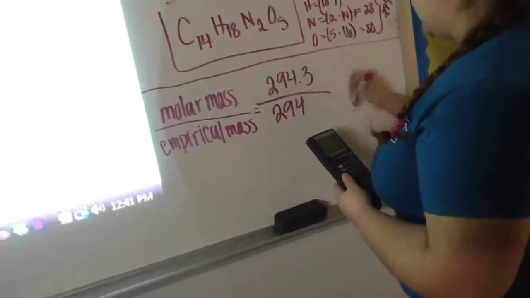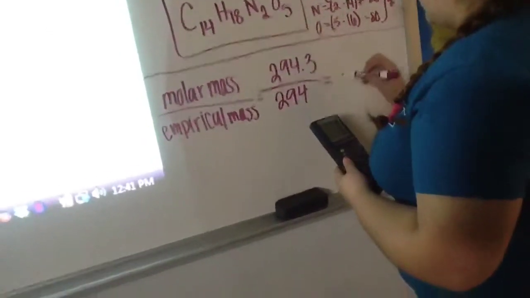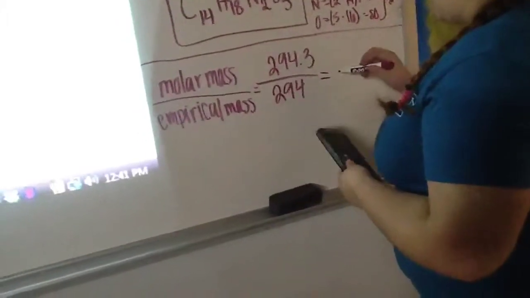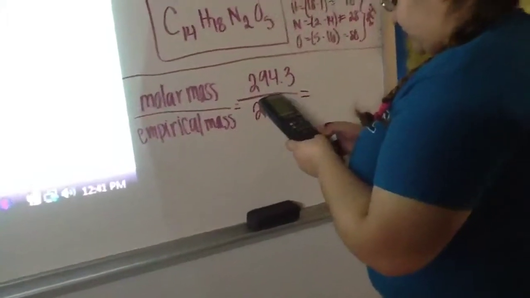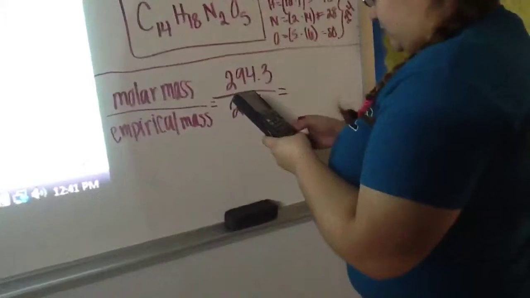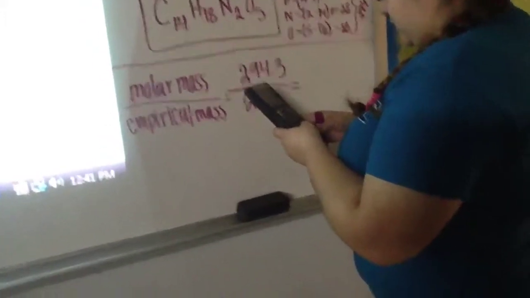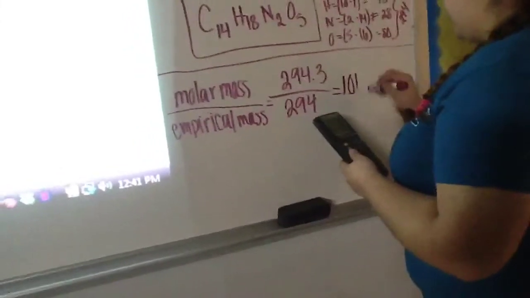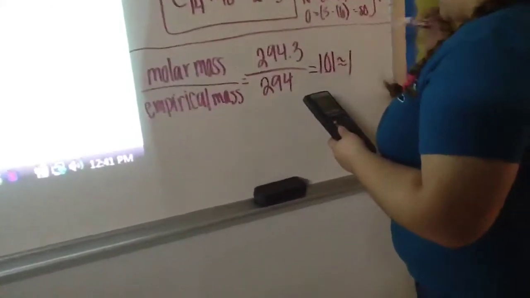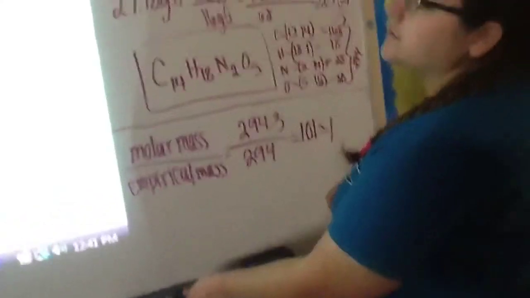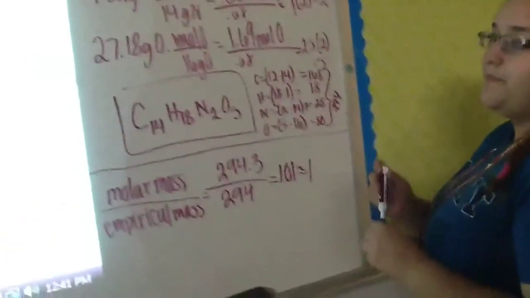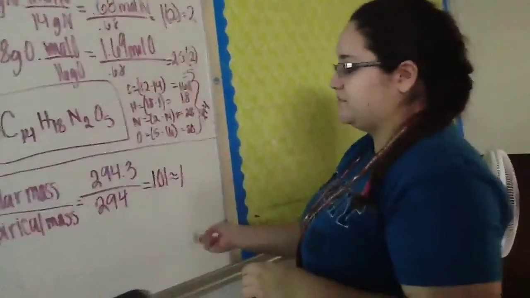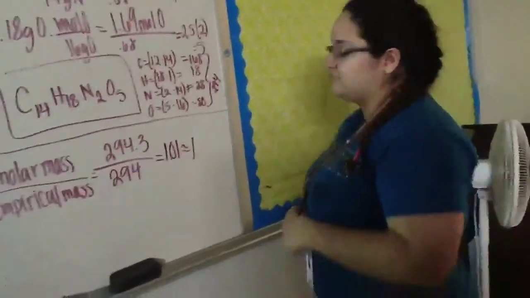So you divide this, and you get 294.3 divided by 294. You get 1.01, which is basically 1. Okay, that's basically it.